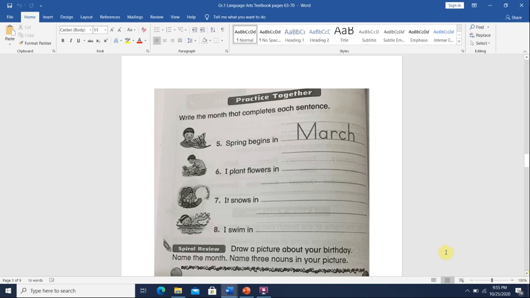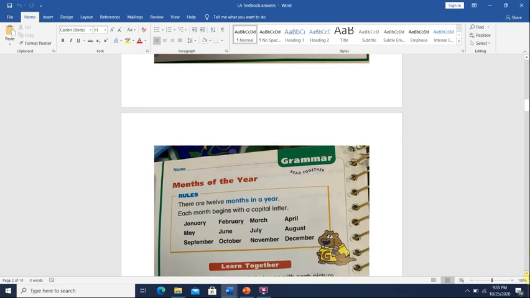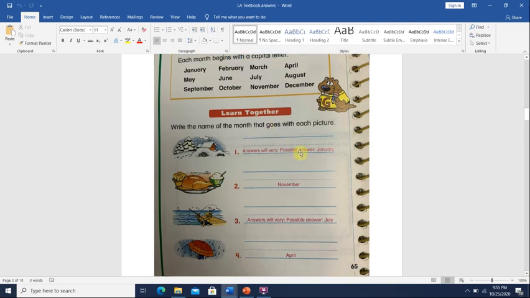So, before I go to the next page, let me just show you what the possible answers are. Oh, okay, here, see? It says here, answers will vary. Means answers can be different. Some people can write December, some people can write January, and other people write February. Here, number 2 is only one answer because this meal is usually eaten in November for Thanksgiving.